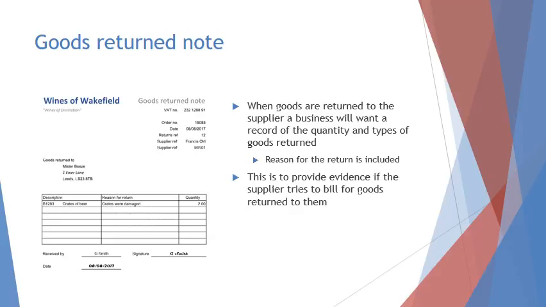So this is all there to try and provide good evidence if the supplier then still tries to bill for the goods that have been returned to them. Now, when the goods are collected or delivered back to the supplier, we'll want to make sure that the person who accepts those goods back, that we've got their details and we've got their signature, again to provide good evidence that these goods have in fact been returned to the supplier.